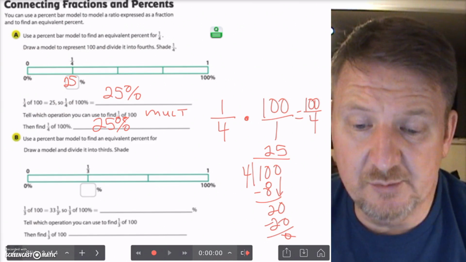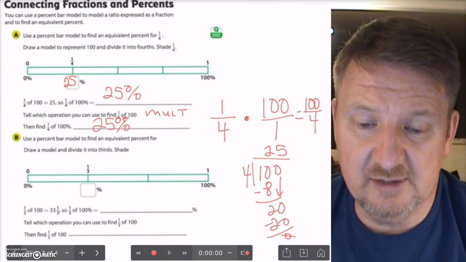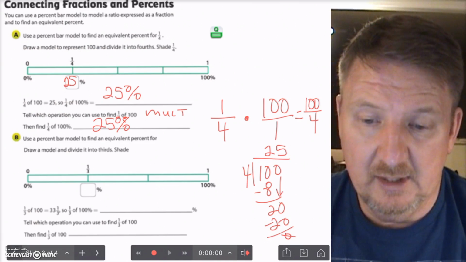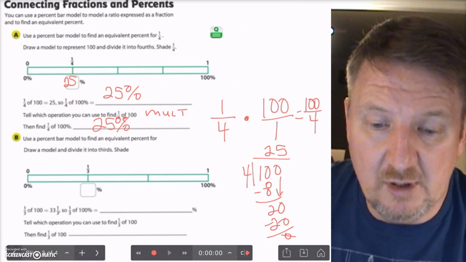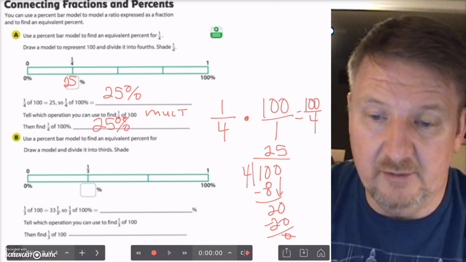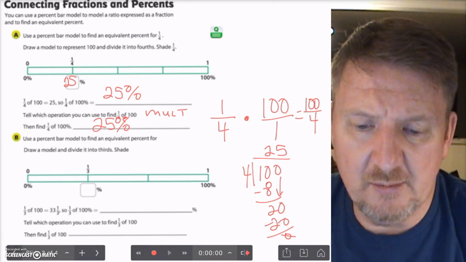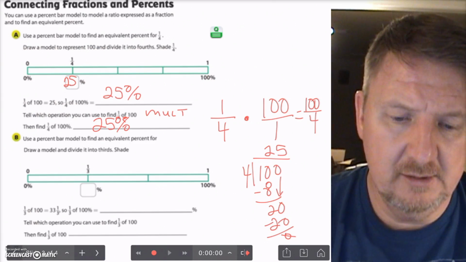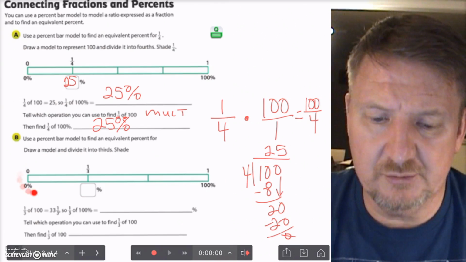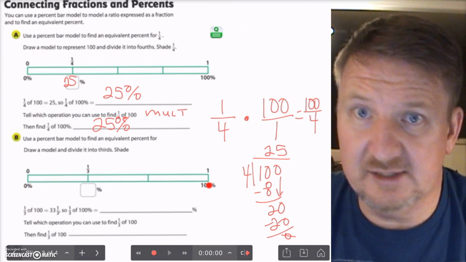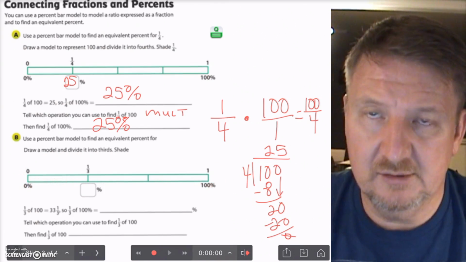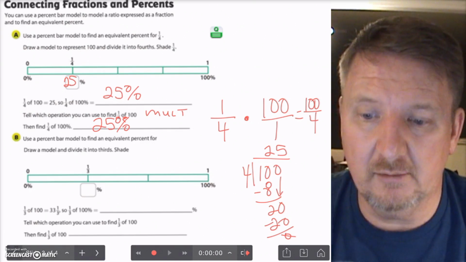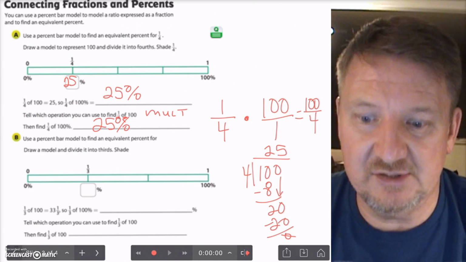So B says use a percent bar model to find an equivalent percent for, oh, it doesn't have the number there, but it says 100%. Or for 1/3 of 100%. So it says draw a model and divide it into thirds. We've done that. We got the model drawn. Let me use my pointer here. It's up to 100% because that's the whole model. And 100% means that's the whole thing. Okay, that's all of it. Whatever it is that you have, that's all of it.